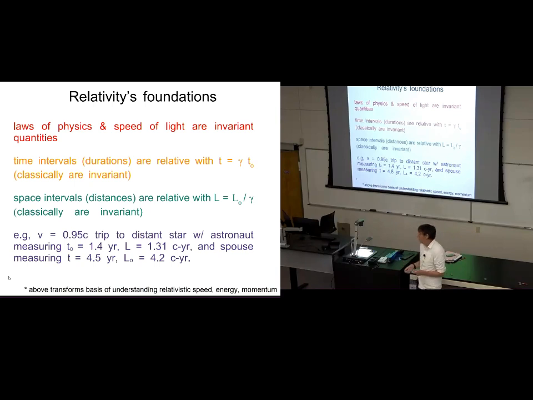And time dilation was quantified by this parameter that we called the Lorentz factor. We gave it the notation gamma, and it relates the dilated time to the proper time. There was a similar effect for space intervals, or distances, right? The distance between two locations, say New York and Paris. Classically, the distance between New York and Paris is absolute. It doesn't depend on your reference frame. In relativity, it's frame dependent. It depends on your reference frame.